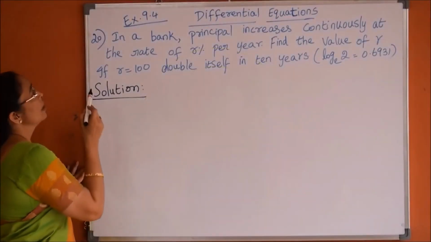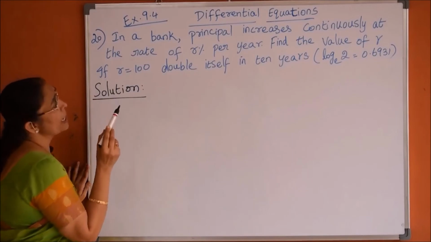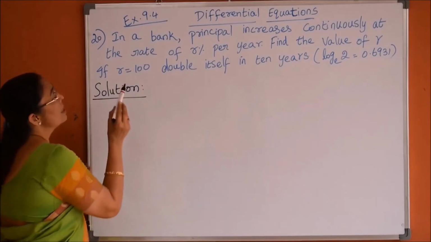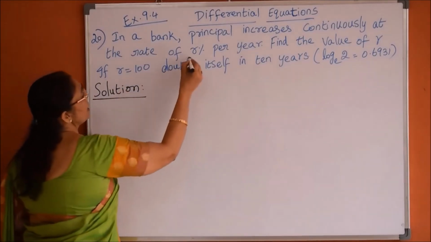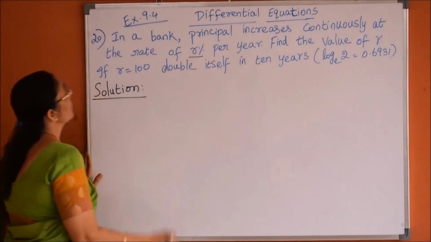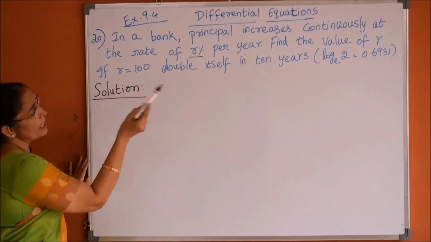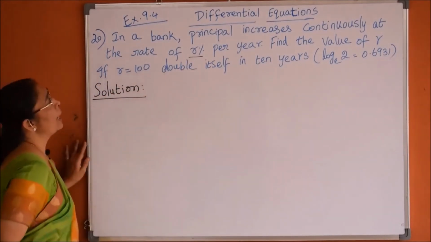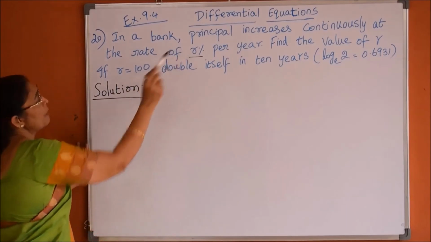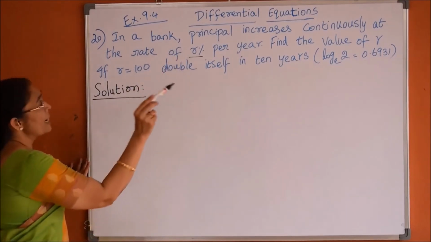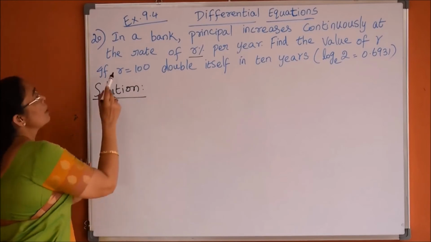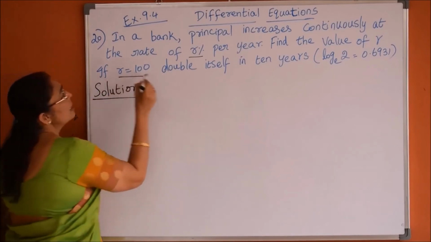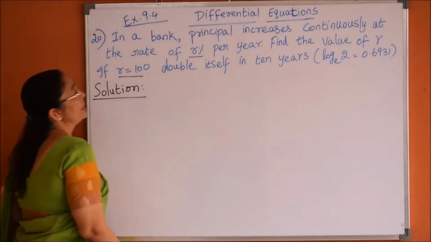20th one. In a bank, principal increases continuously at the rate of r% per year. So the principal is increasing at the rate of r% per year. Find the value of r if the principal doubles itself in 10 years.